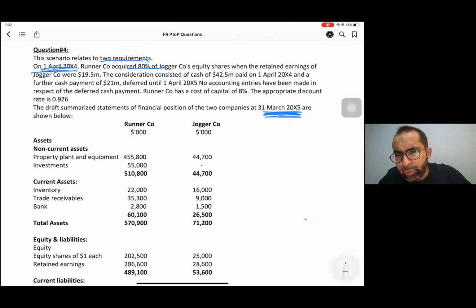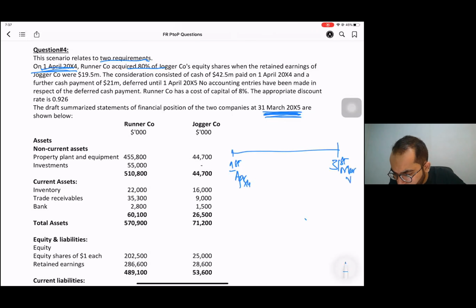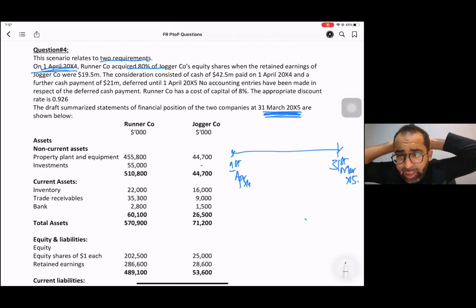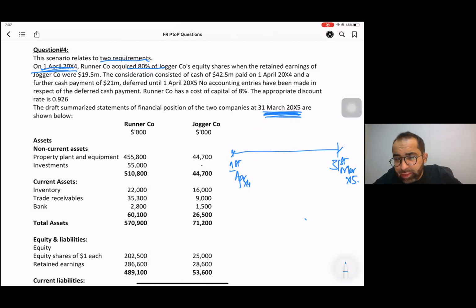Why is this gap very important? Listen, for unwinding of discount on deferred consideration, you need to see this. Only 1 year of unwinding is required. Number two, for fair value adjustments on depreciating assets, excess depreciation, this is also relevant.